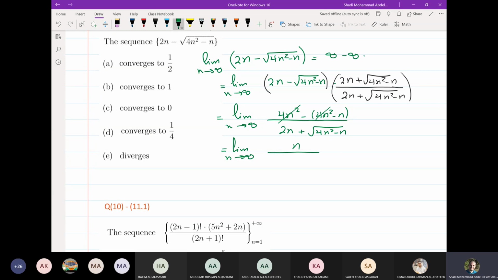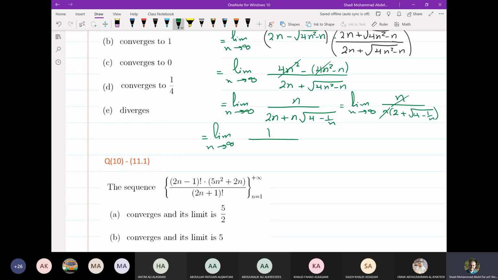In the denominator, you can take n as a common factor. Let me simplify it for you. 2n plus the root. If I want to take n out of the root, I take n square from inside, and when I take it out, it will be n. So it will be 4 minus 1 over n, like that. Is that clear? Yes, clear. Exactly. So it will be n over n, take it as a common factor, 2 plus this root. n with n simplified.